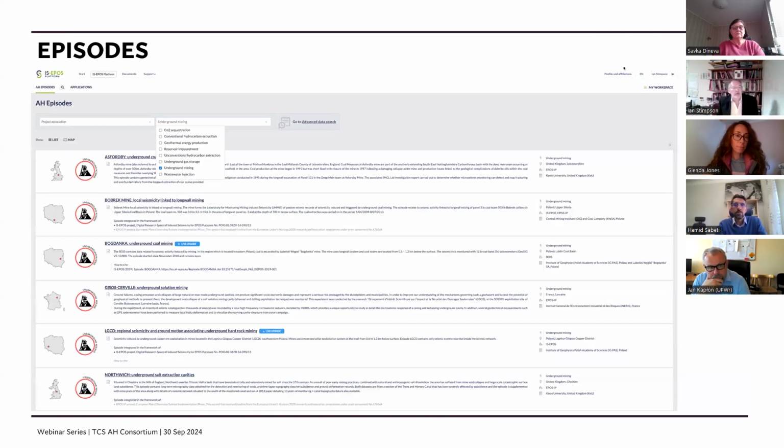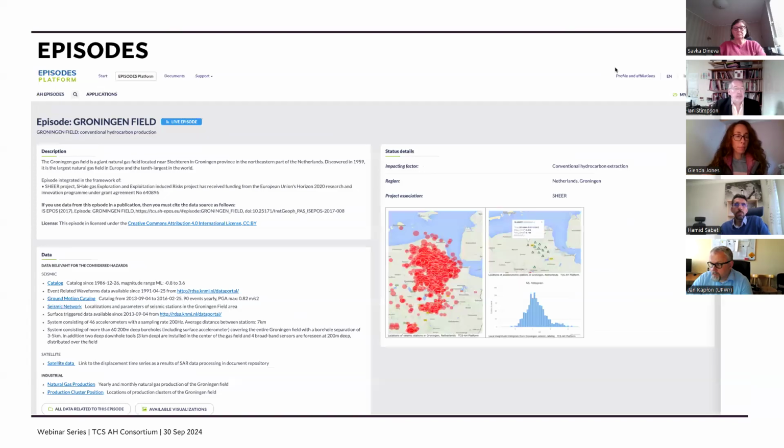So we have this platform, episodesplatform.eu is the URL, and we have a series of these collections of data and the tools to analyze them. Here I've just filtered them for the various mining projects, and you can see that they're pan-European, and indeed some of the data sets are global in scope.